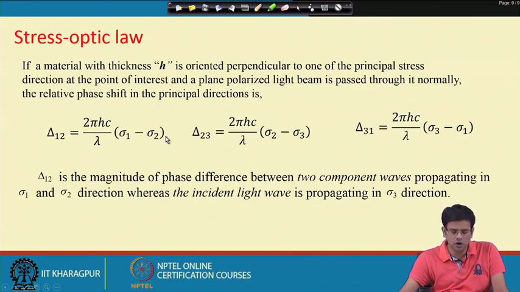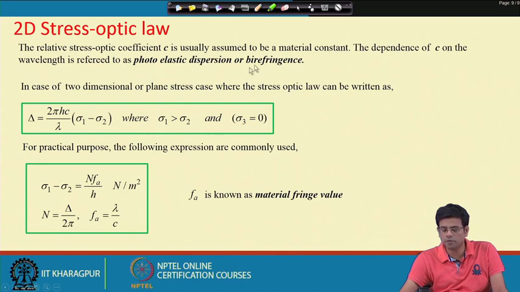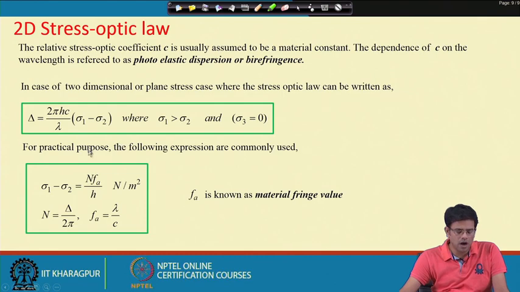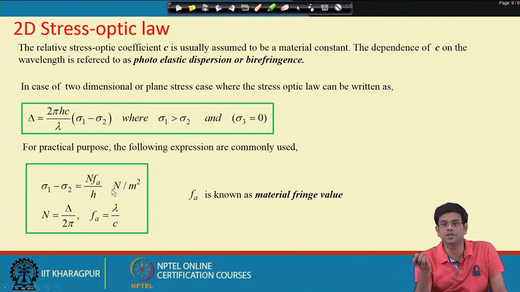This we further modify for the plane stress condition. In plane stress, it is sigma equals the material fringe value. If we know the material fringe value and the relative phase shift, that is delta by 2 pi, then we can find out the change in the principal stress. And if we want to know the change in the principal strains, then we have to use the relation between the principal stress and principal strains.